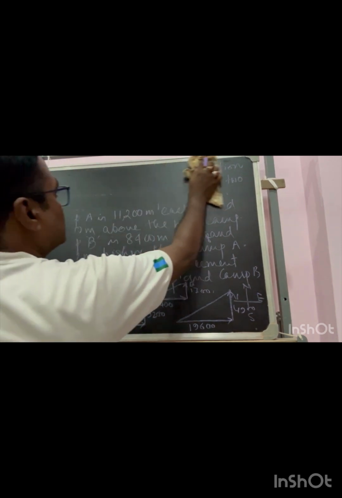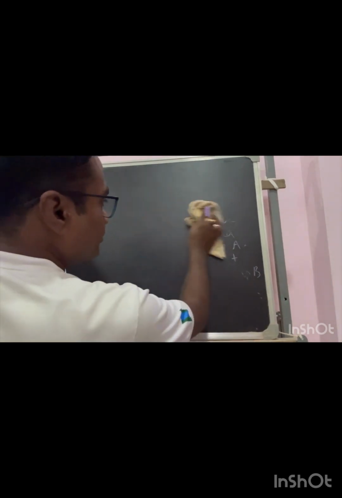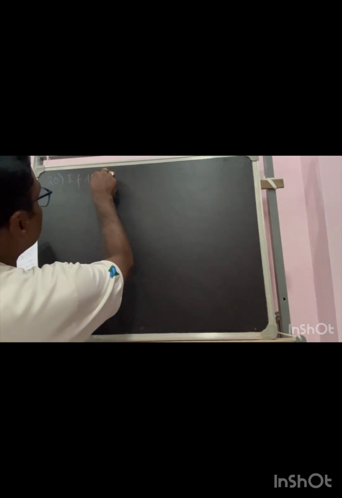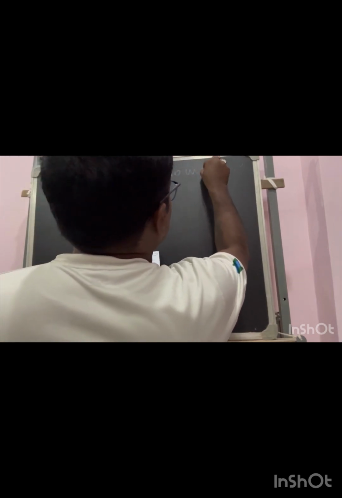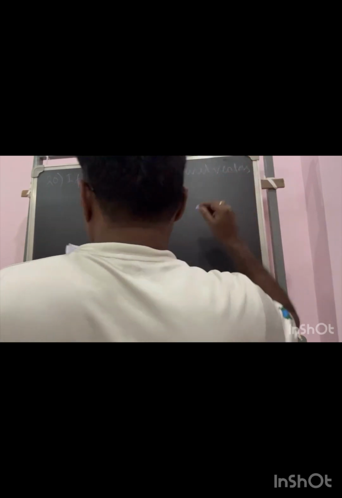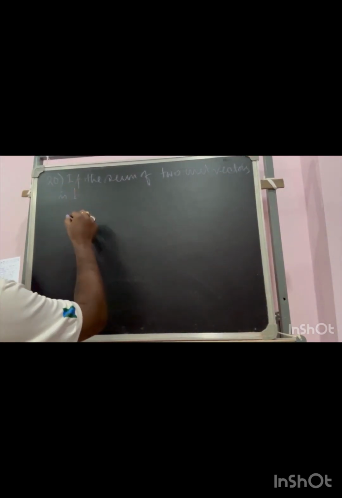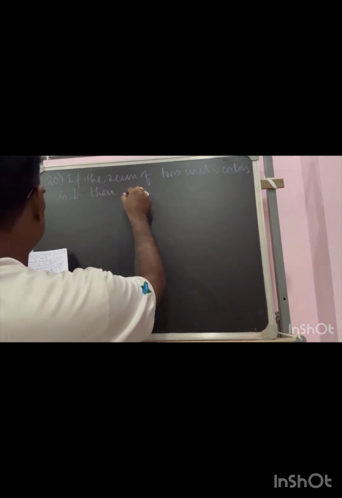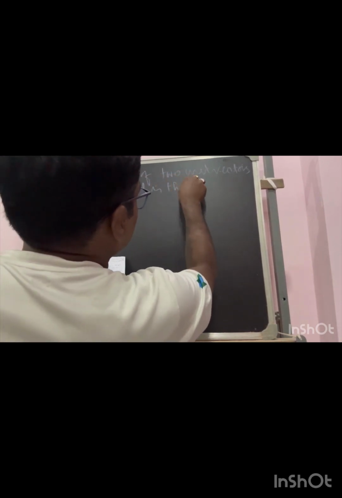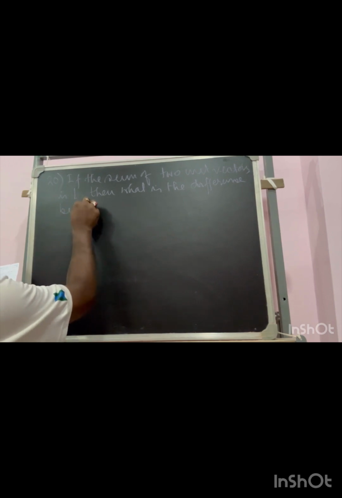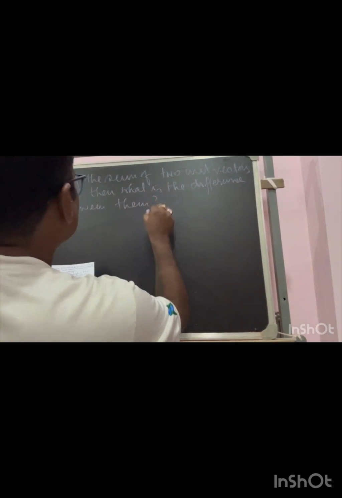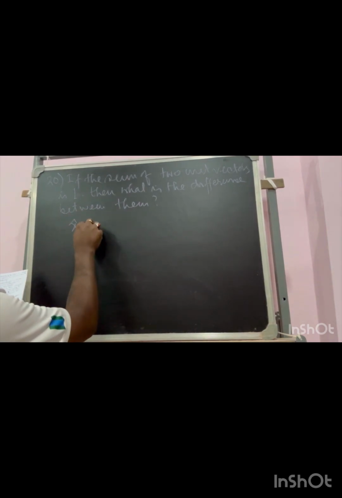The next problem says, number 20. If the sum of two unit vectors is 1, then what is the difference between them? So let's say two unit vectors x and y.